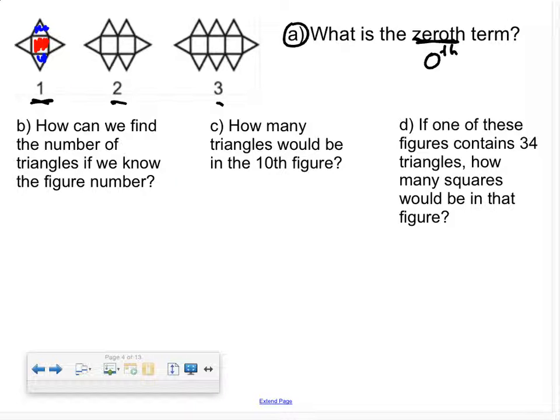So if I were to take that away and go backwards instead to get the 0th term, I would get something that looks like this: 2 triangles next to each other.